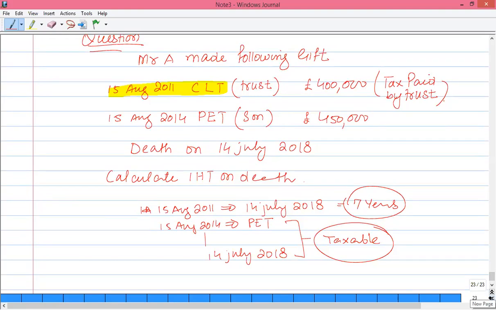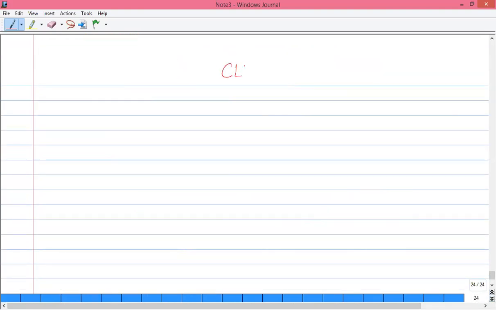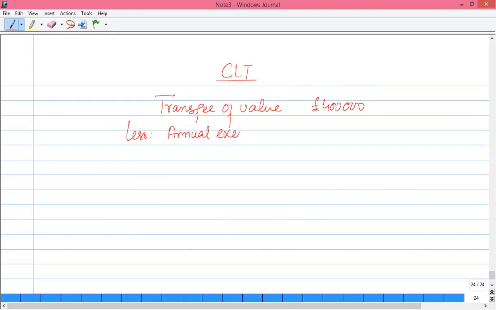The value of transfer for the CLT is 400,000 pounds. Let's deduct the annual exemption of 6,000, 3,000 each for two years, and that gives 3 lakh 94,000. And this is the gross chargeable amount, as the trust has to pay the tax.